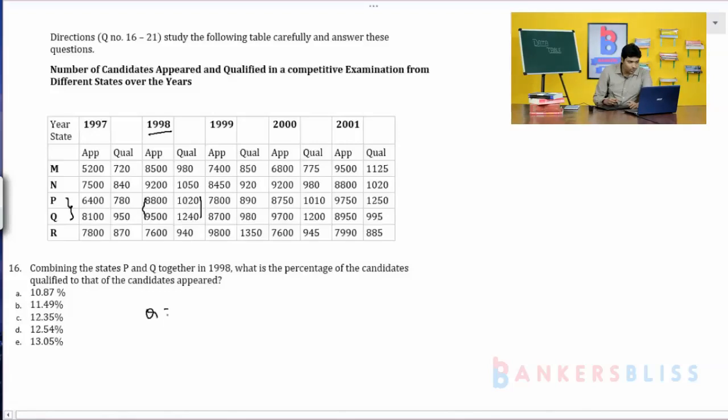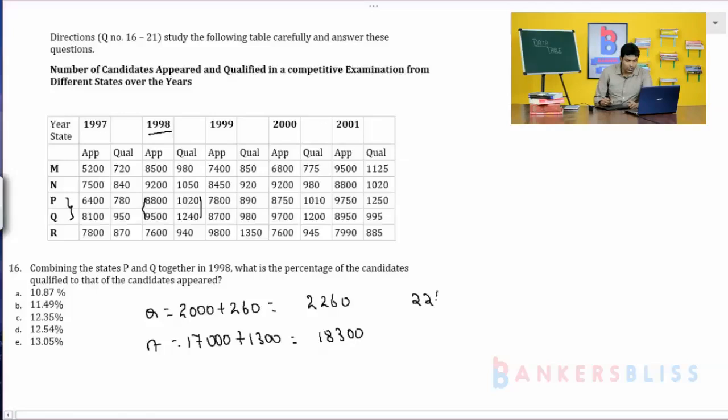So, qualified is equal to 1020 plus 1240. Okay, first 1000 plus 1000, 2000, 2000 plus 240 plus 20, 260. So, altogether you are going to get 2260. Next, appeared you have to calculate. See here, 8000 plus 9000, 17,000, 17,000 plus 800 plus 500, 1300, which is equal to 18,300. So, now you have to calculate the percentage value.